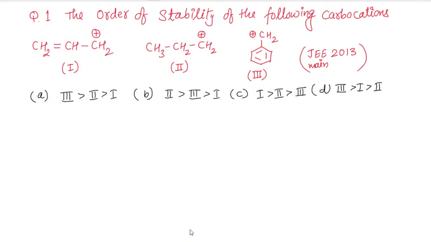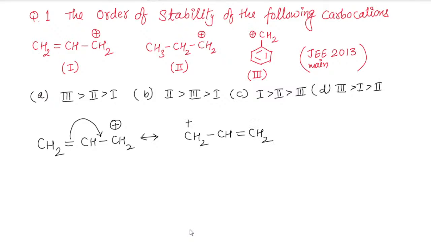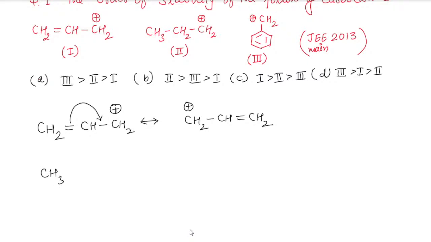See, in the first case, it is an allyl carbocation. The allyl carbocation is stabilized by resonance, but there are only two canonical structures. Now in the second case, this carbocation is stabilized by plus I effect and hyperconjugation, not by resonance or delocalization.